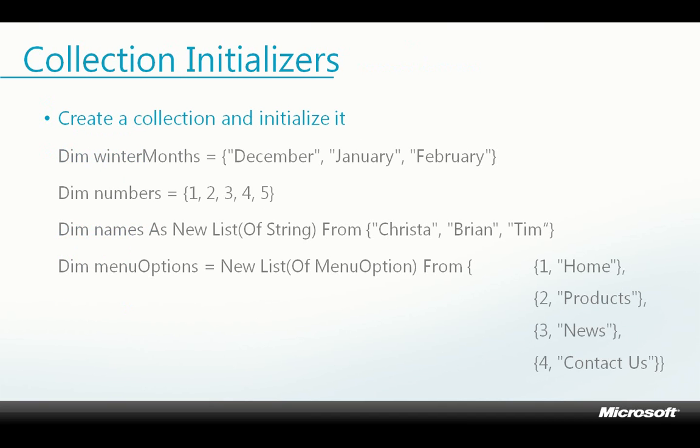Collection initializers are an easy way to create a collection and then initialize it at the same time. They're handy when you're populating your collection with a little set of values like the names of the months or a list of menu items. The syntax is something like what you use for an array. You use curly braces and you comma separate the individual values. If you're creating a list of classes, then you need to add the type and you use a from keyword here.